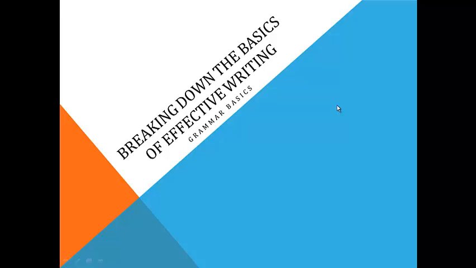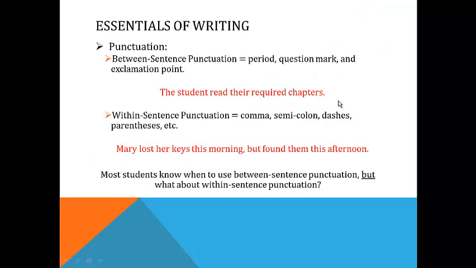Let's continue to break down the basics of effective writing by taking a look at essentials of writing by two different categories of punctuation. We'll also look at dependent clauses, independent clauses, as well as identifying and correcting multiple forms of fragments. So first, let's talk about essentials of writing.